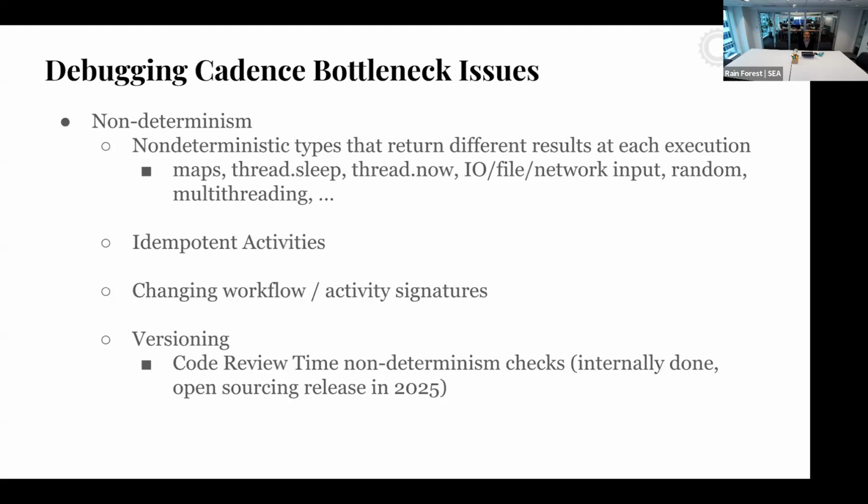We cannot determine how your workflow is going to behave each time we are running it. That's going to fail your workflow. So what are the common reasons for it? Number one is using a non-deterministic type. By nature, these types are going to return a different order or a different result every time. So these are like using hash maps, using thread.sleep, thread.now, or reading a file, reading a network input, using randoms, or doing multi-threading.